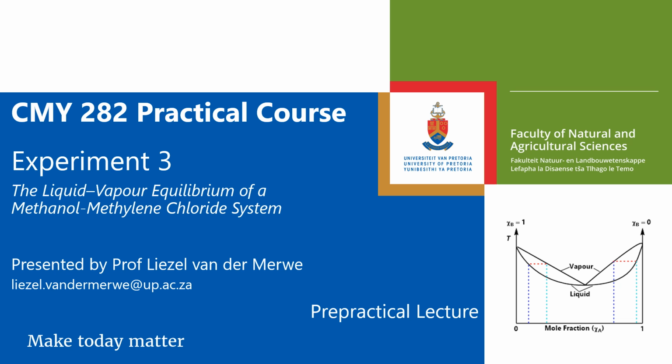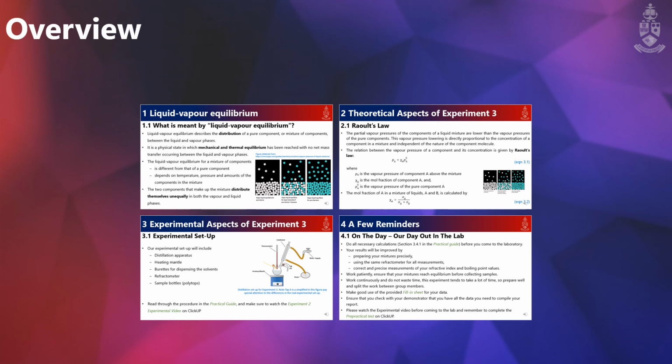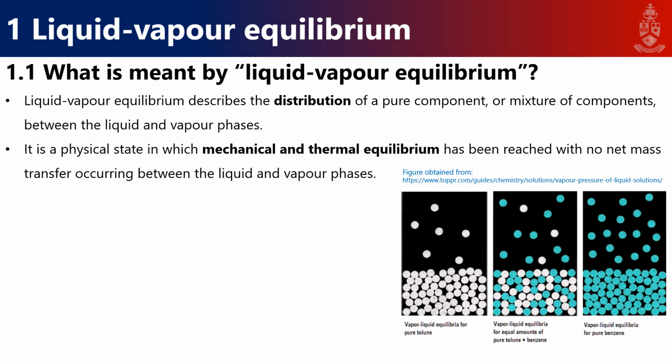Good day and welcome to the experimental video for experiment 3, the liquid vapor equilibrium of a methanol methylene chloride system. So what do I mean by liquid vapor equilibrium? Liquid vapor equilibrium describes the distribution of a pure component or a mixture of components between the liquid and the vapor phases.